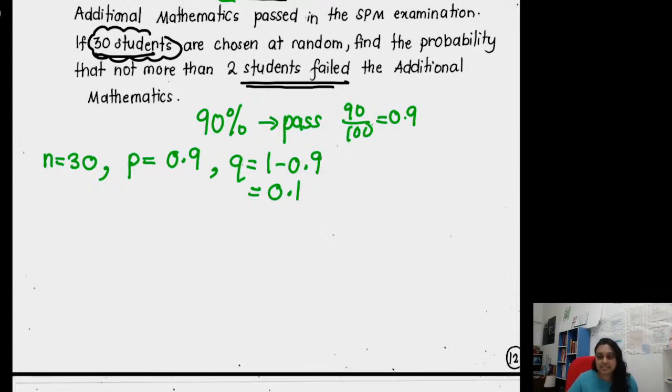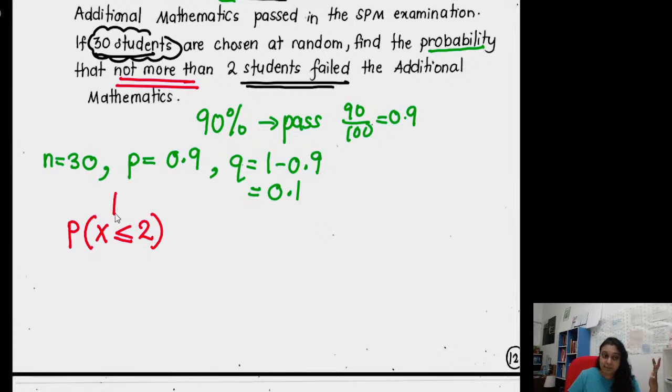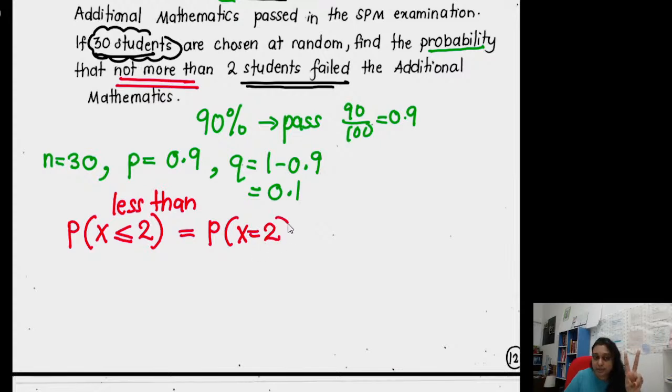Now, see the question. Soalan tanya kepada kita, apa yang ditanya? Dia tanya, cari kebarangkalian, find the probability, not more than, tak lebih 2 pelajar. Tak lebih means your X is kurang dan sama dengan 2, isn't it? Not more, so it must be less than. Betul tak? So less than or equal to 2 students means maybe exactly 2 students fail.